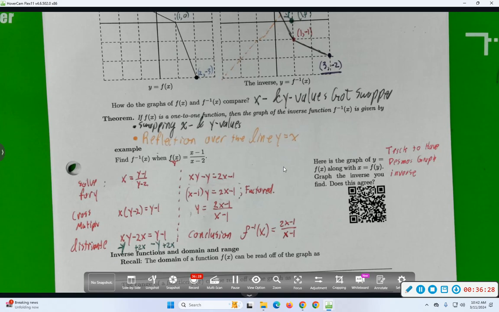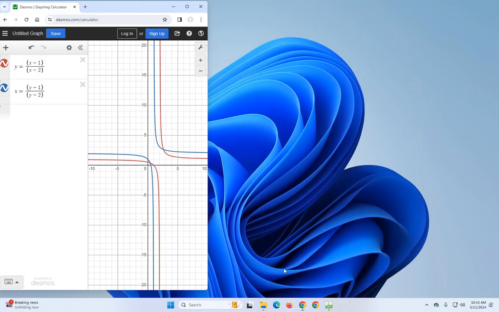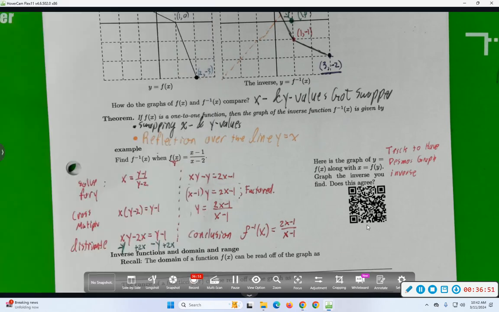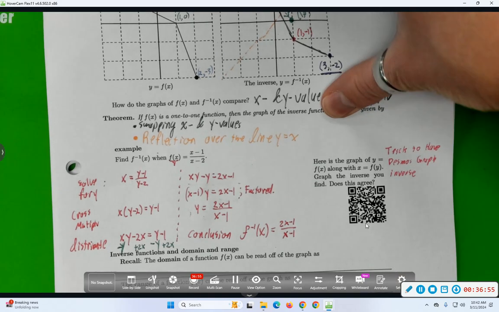And you know what? As long as we have this graph pulled up, let's use that. I'm going to go back to Desmos, and I am going to graph the thing we just found. 2x minus 1 divided by x minus 1. Does that look like it agrees with the blue graph that we said was the graph of the inverse? Nice. All right. So we have the inverse to this function.